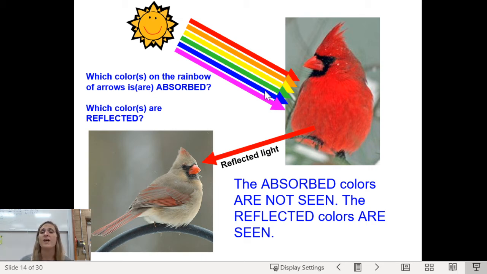If you said that the absorbed colors are orange, yellow, green, blue, and purple, you would be correct. The bird is absorbing all of those colors. The pigments in the bird's feathers are absorbing orange, yellow, green, blue, and purple, but reflecting red, because red is the color we see because we see the colors that are reflected. So the color that is reflected is the color that we see.